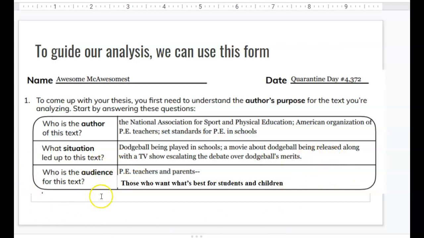So who is the audience? Who would be reading this message? Obviously, PE teachers. Parents maybe would read this, and then anybody else who would want what's best for children. It's not really for students per se. Most people that would be reading that would be parents and teachers as far as who is making the curriculum.